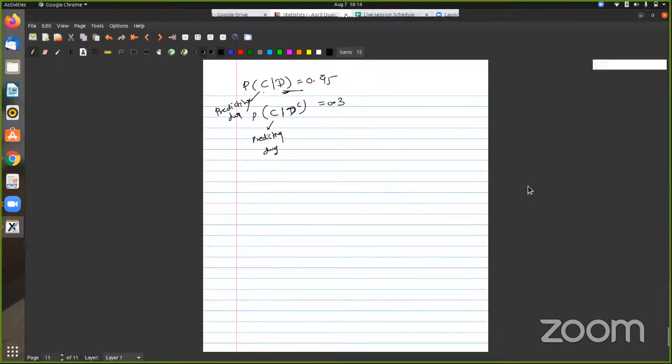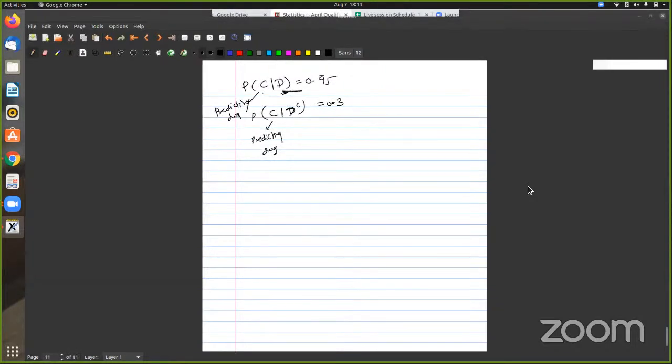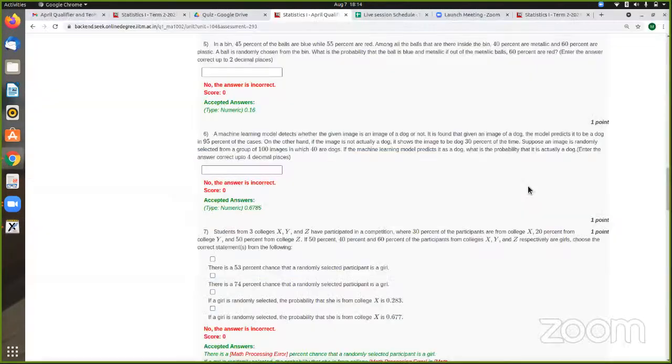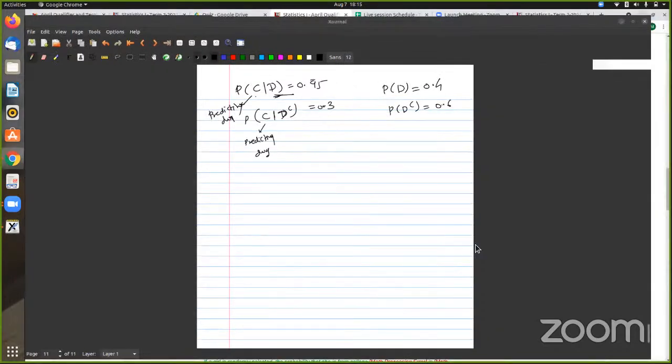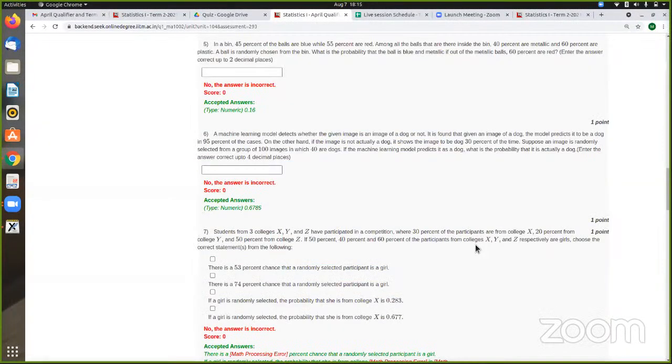Right. Suppose an image is randomly selected from a group of 100 images in which 40 are dogs. So yeah, then we know that the probability of dog is 0.4, right? Correct? Because out of a total of 100, there are 40. So the probability of not dog is 0.6 now. That is okay, right? Yes. If the machine learning model predicts it as a dog, what is the probability that it is actually a dog?